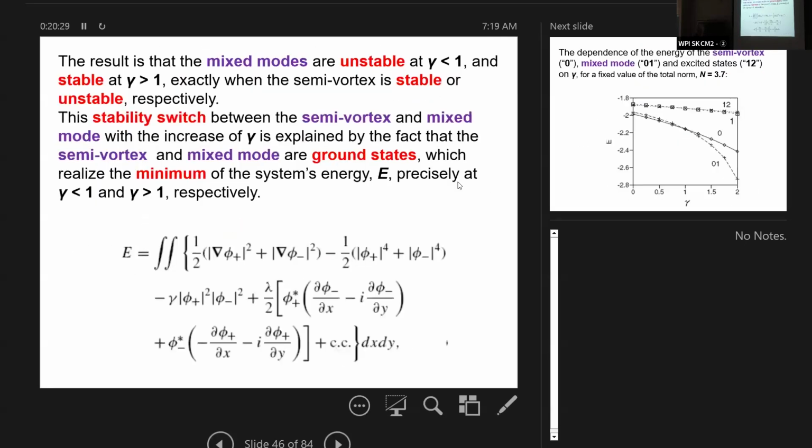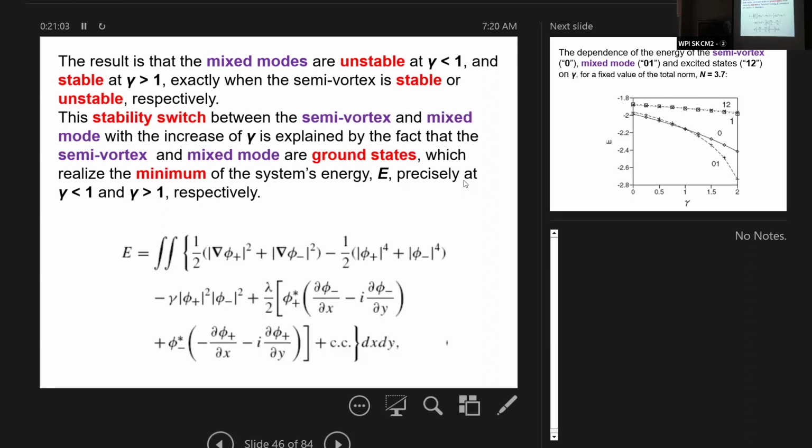Okay, so now it's possible to explain this finding, why the switch of stability happens exactly between the two types of solitons, semi-vortices and mixed modes, exactly when gamma is equal to 1. Exactly at this point, it corresponds to the so-called Manakov's nonlinearity. Manakov was a Russian mathematician who was first to study the nonlinear Schrodinger equation in one dimension with equal strengths of the self-attraction and cross-attraction.